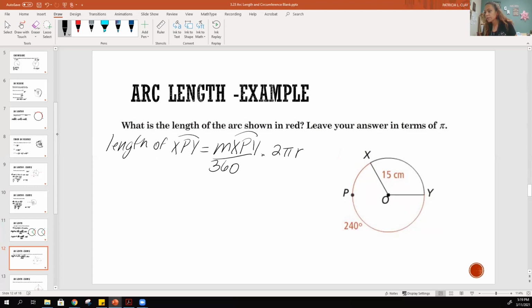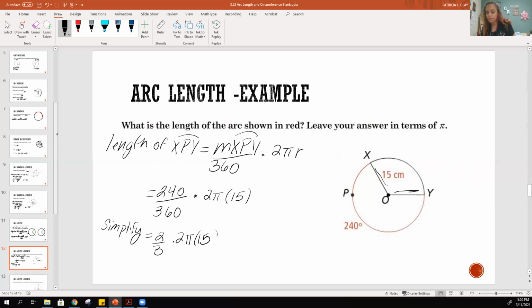So if we notice, it says arc X, P, Y is equal to 240 degrees divided by 360. And so we notice that the radius is 15 centimeters. So that means this side is 15 and this side is 15. So the radius should be the same, right? It's from the middle. So we have 2 pi times 15. Okay, so I'm going to simplify right here. I'm going to reduce that down. So it's going to be 2/3 times 2 pi 15. And that means I'm going to carry it through. And so I'm going to get 10 times 2 times pi, which is 20 pi. Okay.